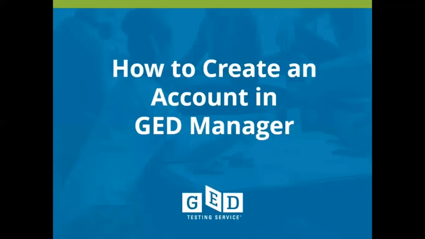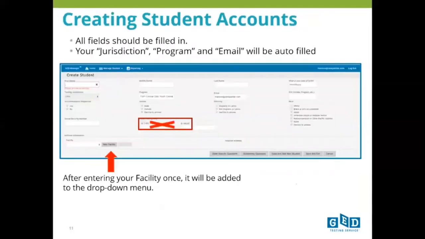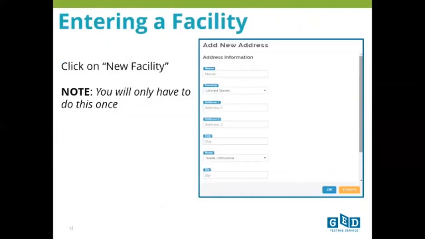How to create an account in GED Manager. You will log into GED Manager, hover over Manage Student, and click on Create Student. Please remember that you should not create an account if the tester already has one. All fields should be filled in. Your jurisdiction, program, and email will be auto-filled. After entering your facility once, it will be added to the drop-down menu. Click on New Facility. You will need to enter the facility name, address, and phone number, and you only have to do this once.